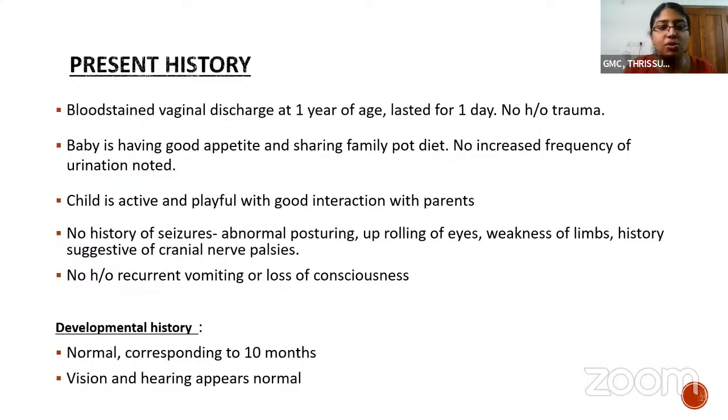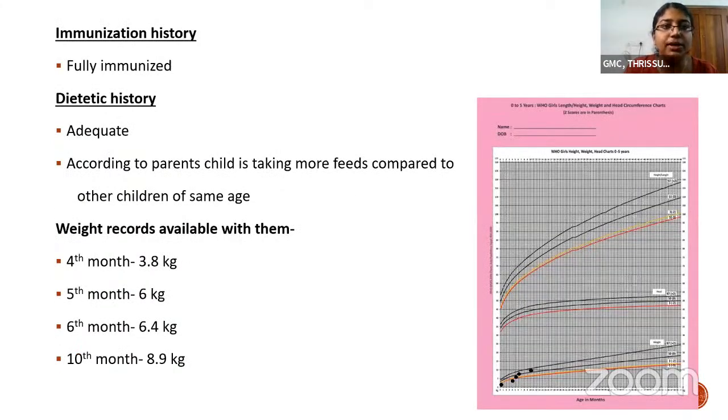Developmentally, she was normal, and developmental age corresponds to 10 months. Vision and hearing also appear normal. She was fully immunized. Dietetic history: she's receiving adequate calories and proteins. According to parents, the child is taking more feeds compared to other children of the same age. Weight records available with them are plotted in the growth chart. It shows her weight crossed 2 centiles.